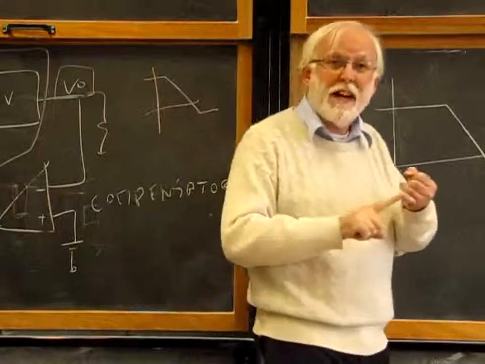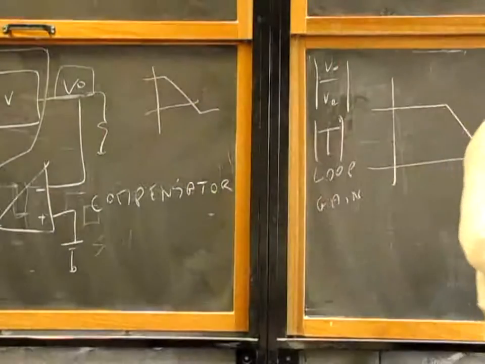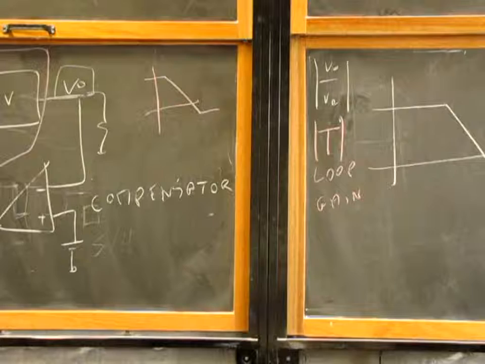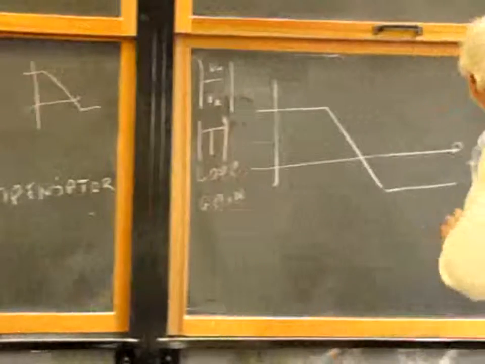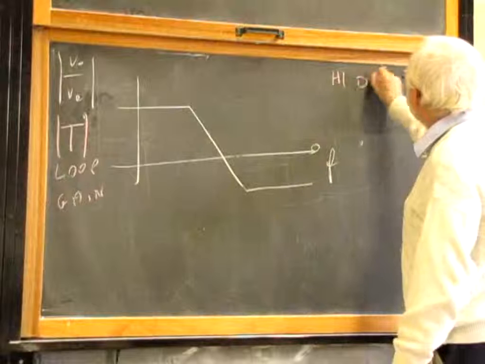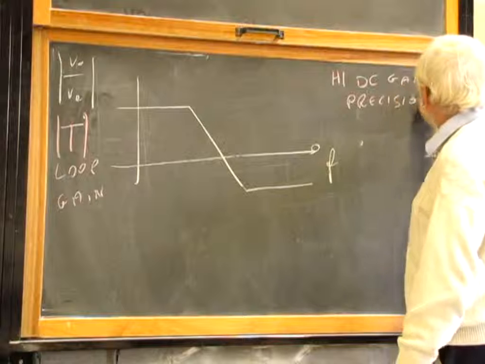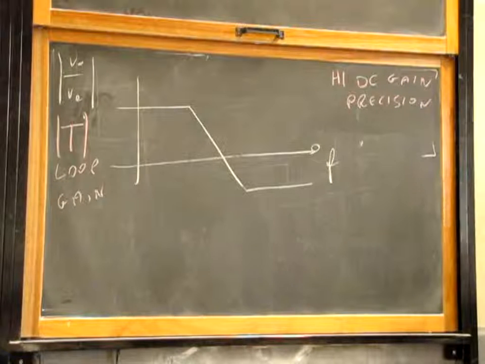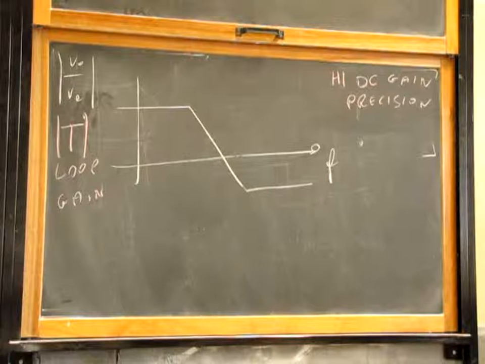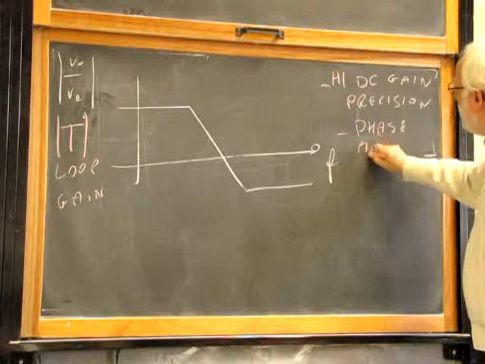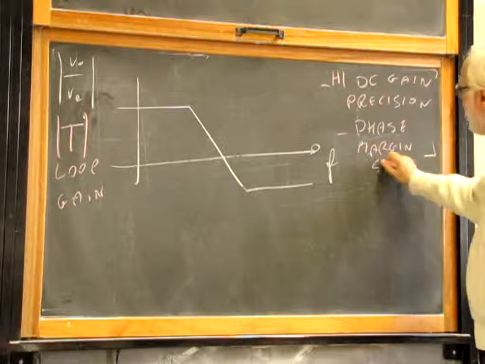High DC gain, you get small steady state error. So my requirement for my T is in red, so let me write it in red. High DC gain for precision. Well, if you are measuring, you don't call it precision anymore, you call it accuracy. I want that voltage constant, not to wander around. Then I want phase margin for stability.